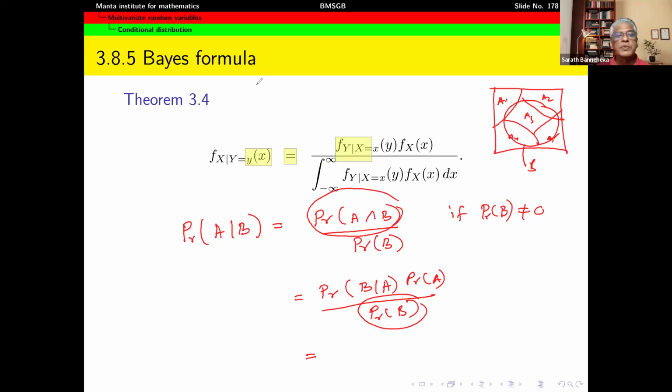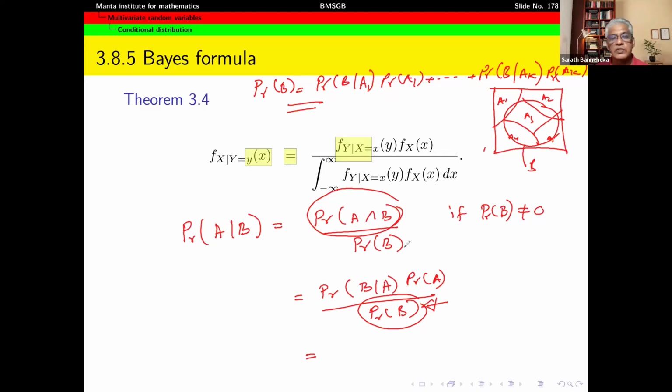So then probability of B we can write down as probability of B given A1 times probability of A1, and so on, up to probability of, say, B given AK times probability of AK, right? If there are K number of mutually exclusive and exhaustive events. And similar to that, we can replace this thing by this expression. So you can see that this expression is very similar to this one.